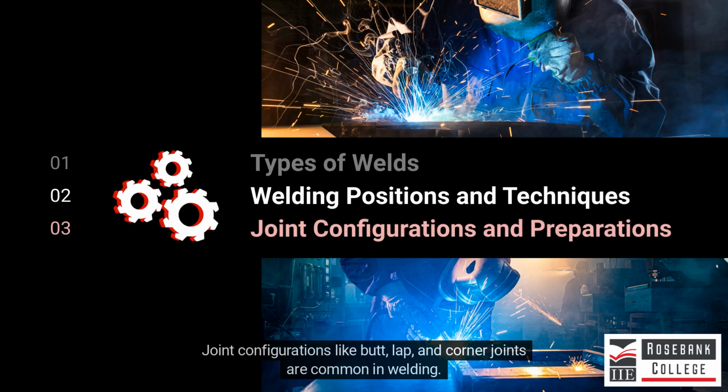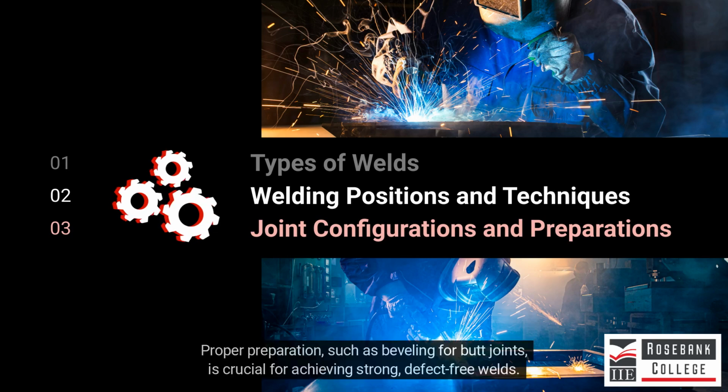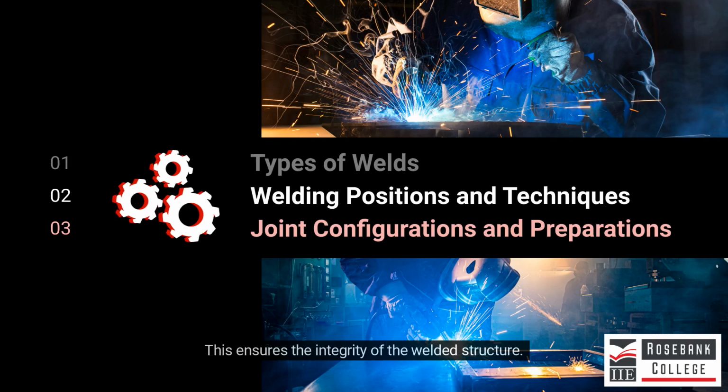Joint configurations like butt, lap, and corner joints are common in welding. Proper preparation, such as beveling for butt joints, is crucial for achieving strong, defect-free welds. This ensures the integrity of the welded structure.